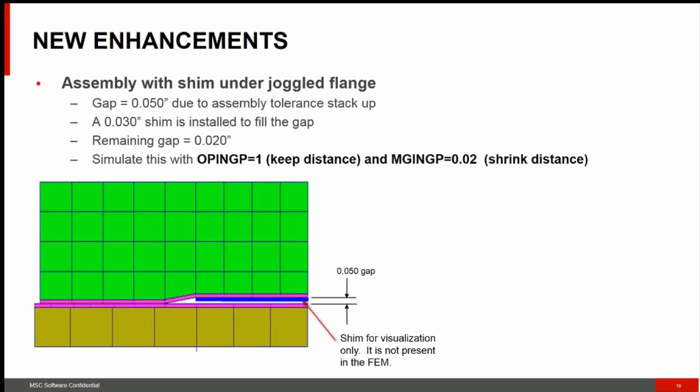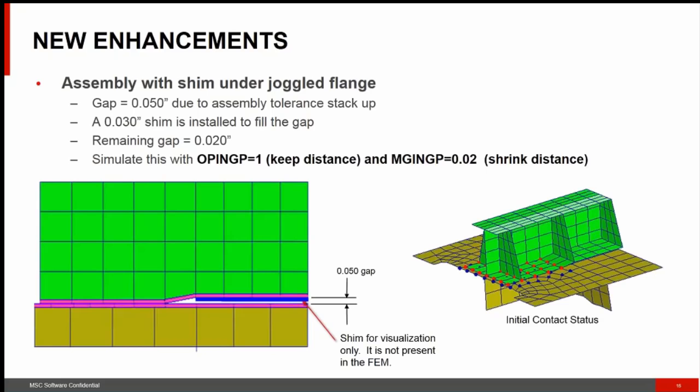And users can simulate this with the option to keep the distance and also to shrink the distance. So you can keep the distance of 0.03 and then shrink the distance using the BCONTACT entry or the BCBODY entry. To know how to use these entries, for more information, you can always refer to the MSC Nastran Quick Reference Guide. Here you can see this helps with the initial contact status. After we added this entry, the initial contact status is much, much better. You see the red nodes and the blue nodes, therefore slaves and masters, and you can see how this is much better and more accurate, so it gives you better results.